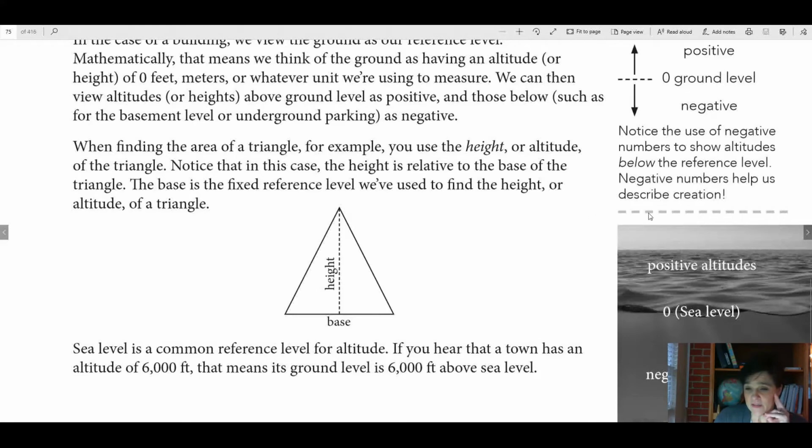Now I want you to take a look at this picture that's in here. So this would be like if you're looking into the ocean, you cut it in half and you're just looking at it. Sea level would be level with the sea. Your positive altitude would be that above it, and your negative level altitudes would be the levels below. Sea level is a common reference level. So if you hear that a town has an altitude of 6,000 feet, that means its ground level is 6,000 feet above sea level. They don't always say above sea level, but that's what it means.